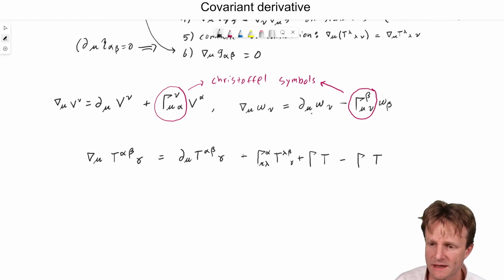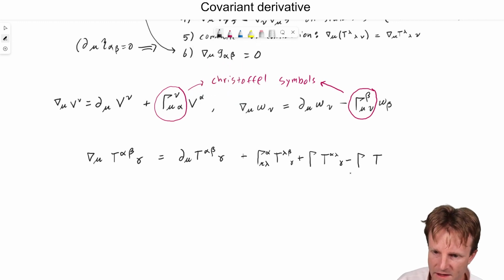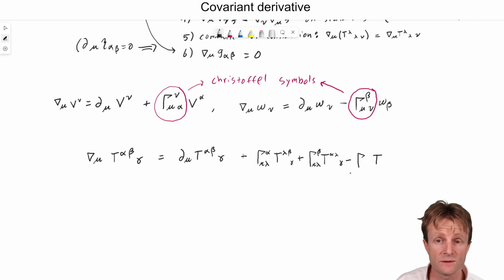Then we do the same thing for the next one. Now we're working on beta. So we leave alpha as is. We change beta to a lambda to sum over. And then gamma is left as is. Lambda goes downstairs to get summed over. Beta, the index we're working on, goes upstairs. And mu, the derivative index, stays downstairs.